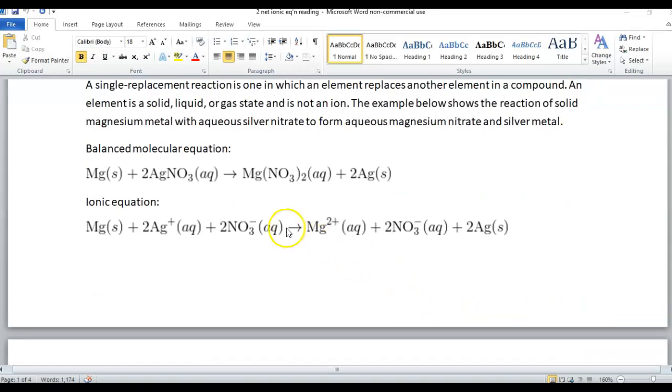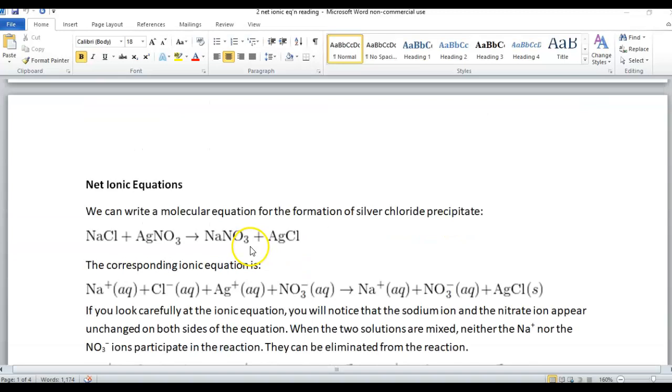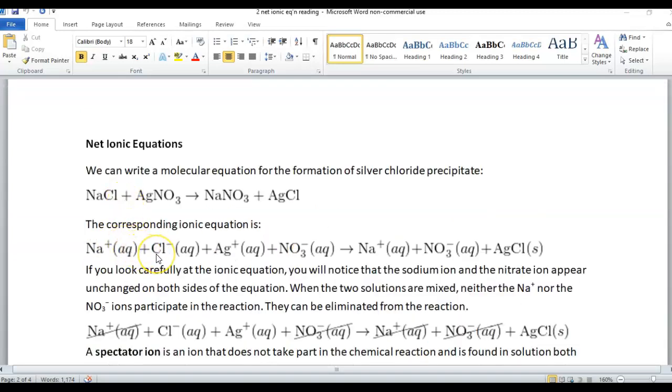Now we have another example here. You can pause, take a look at it. Notice we have the coefficients listed. Net ionic equations are when we remove what are called spectator ions. Spectator ions are not involved in the reaction. In other words, they appear on both sides of the arrow exactly the same.